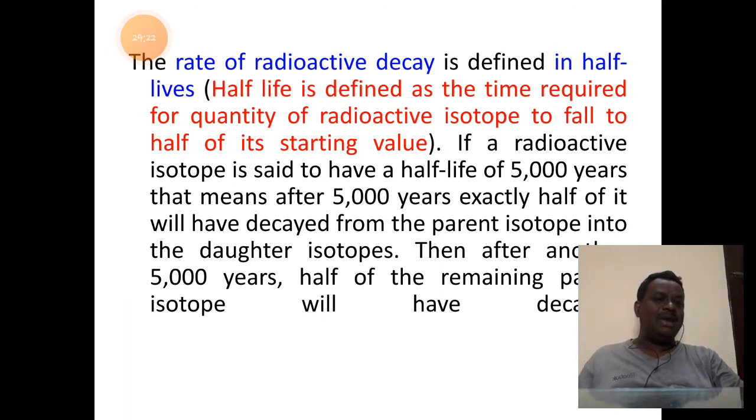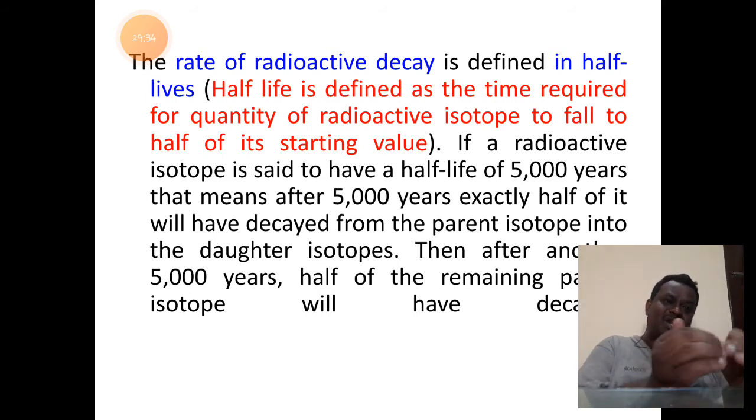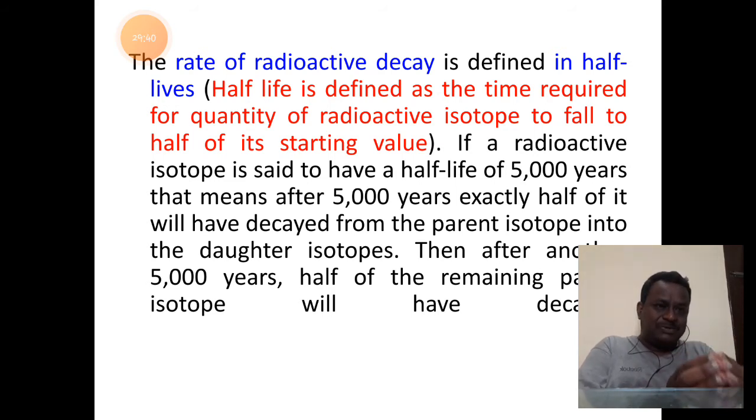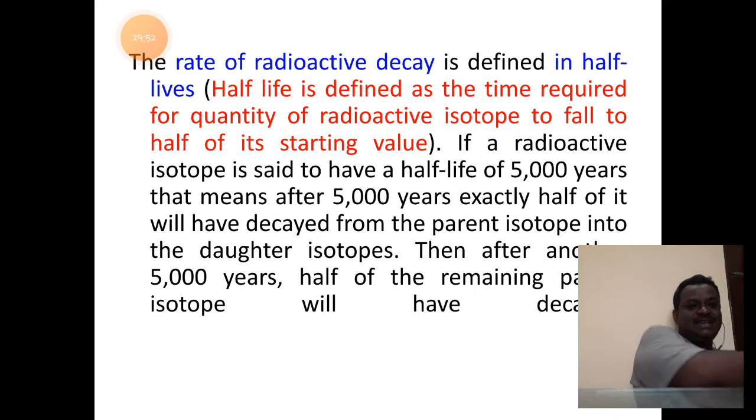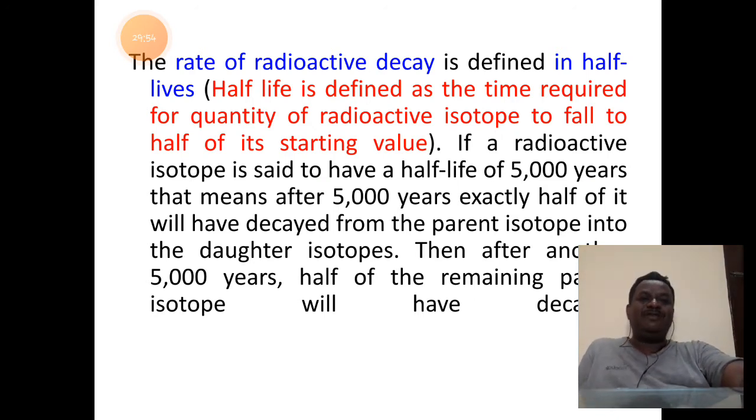So I think I made the concept clear. 100 reducing to 50 is the first half-life period. The next half-life period: this 50 becomes the original number now, and it will reduce to 25 by another half-life period of time. That 25 will reduce further in another half-life period. Like this it goes on decreasing. This is the concept of half-life period.